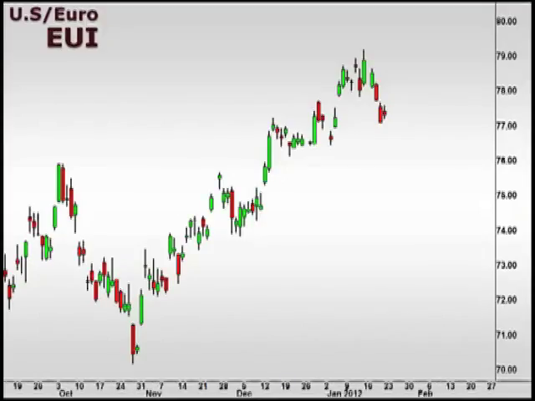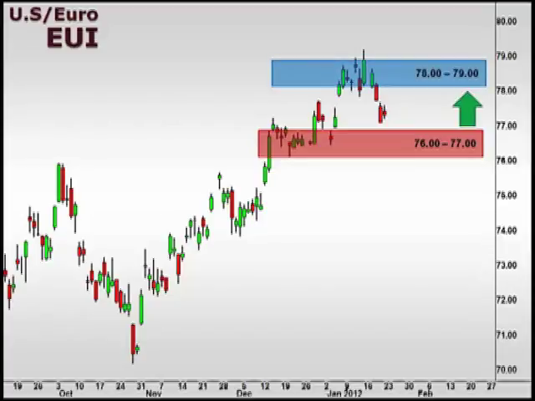Let's take a look at the EUI, the US dollar versus the euro. Well, the EUI broke the uptrend that we identified last week and appears to be heading lower for a test of 77. As long as the 76-77 level holds, we are open for a continuation higher, with the 78-79 focal zone acting as a key overhead resistance.